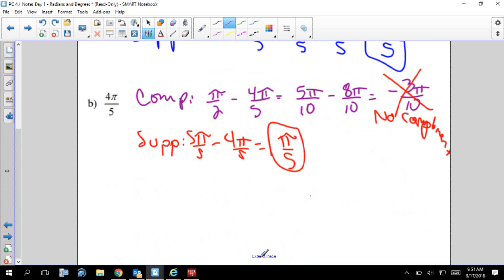Okay, then the very last section is converting between the two. We're going to do so many conversions in this chapter. This is an easy conversion. Make sure we understand it.